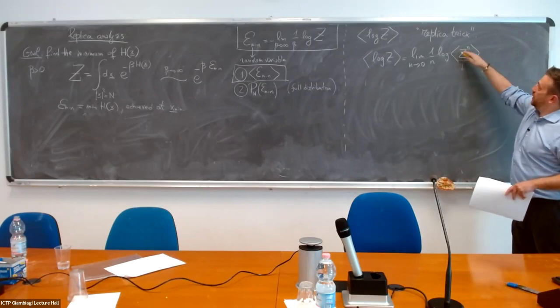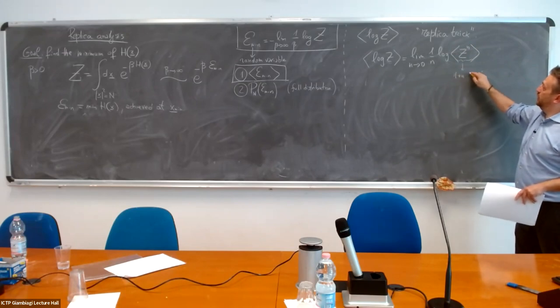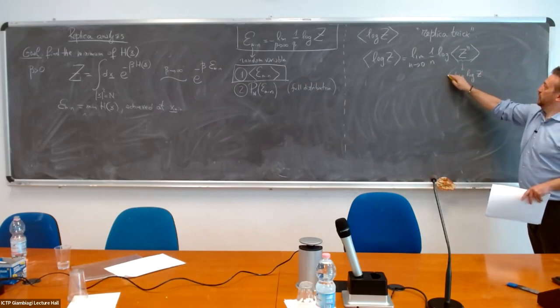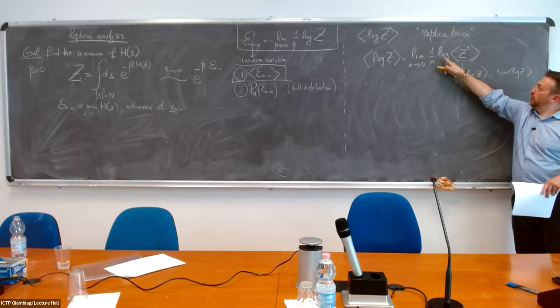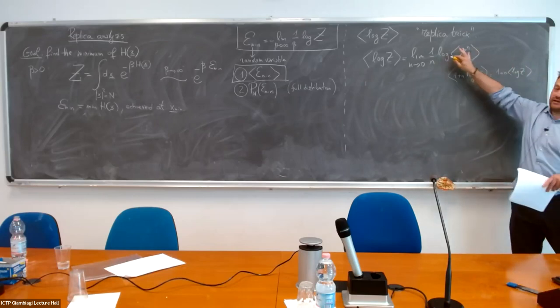How do you prove it? Well, you expand this for small n. This gives 1 plus n log Z, and then you take the average of this, which becomes 1 plus n times the average of log Z, and then you have a log of 1 plus something small, and to first order in little n, this is just the coefficient of n. Okay, well, most of you will not need this type of derivation, but it was just for completeness. So this is an exact identity.